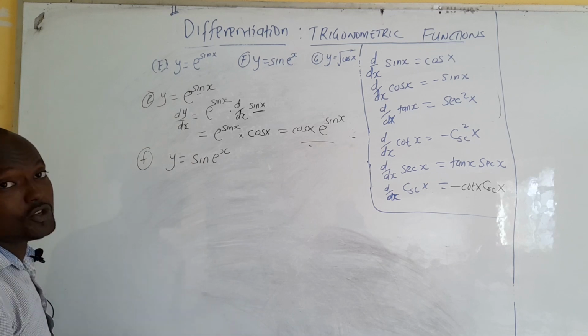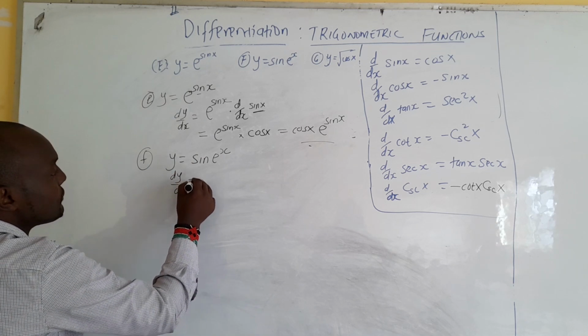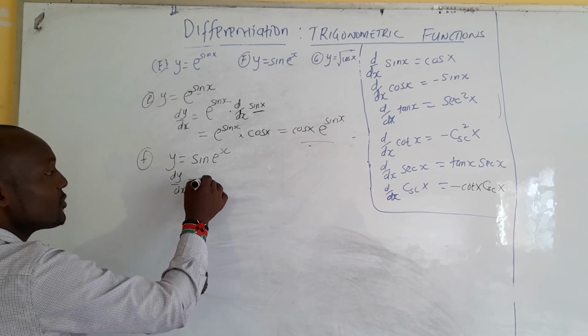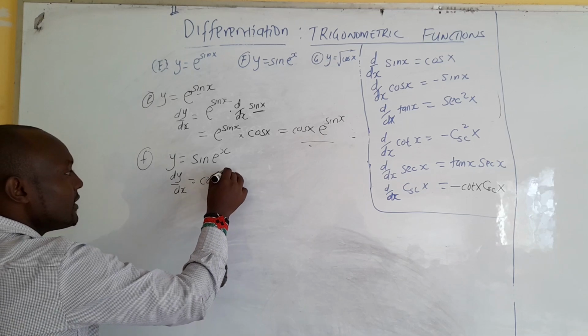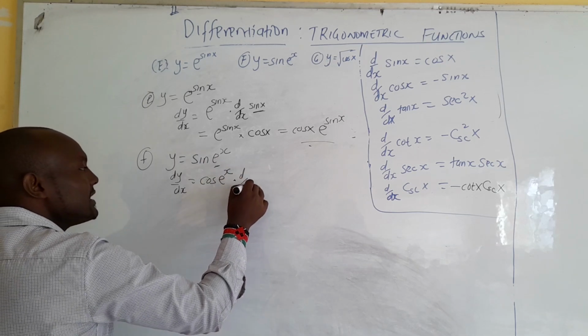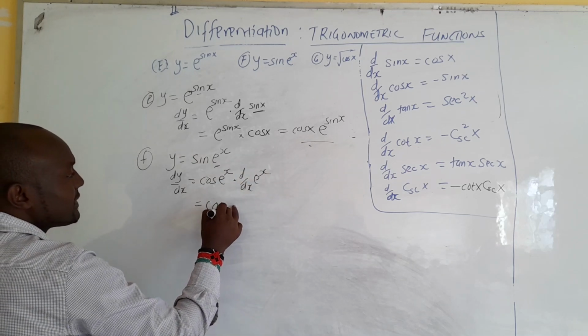Again here, use what we call the chain rule. So dy over dx, if you differentiate sine, you get cos. Then we said you differentiate what is inside. Now you differentiate exponential to power x.